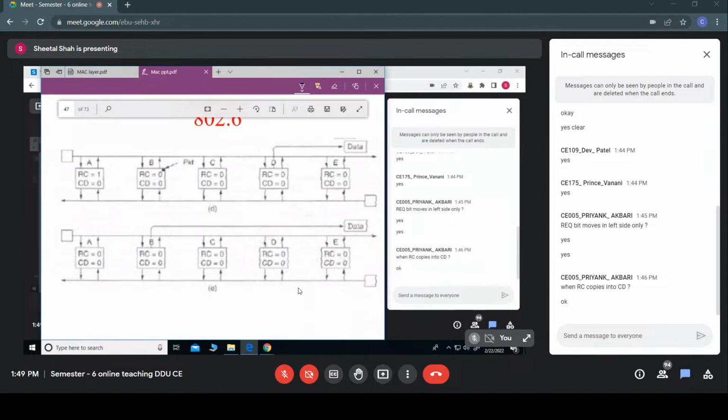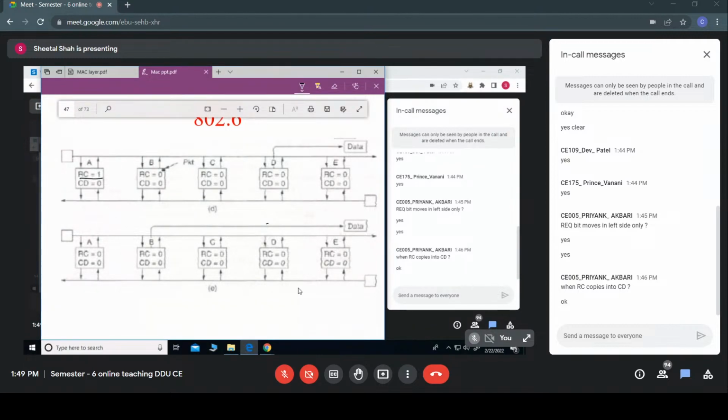Now here the CD value would also be decremented. Earlier it was 2, now it has become 1. That means there is one more station towards the right hand side which wants to access that channel. Now after this, when the frame cell comes again, B would see that the CD value is 0 now. That means no other stations in this direction have requested before myself.